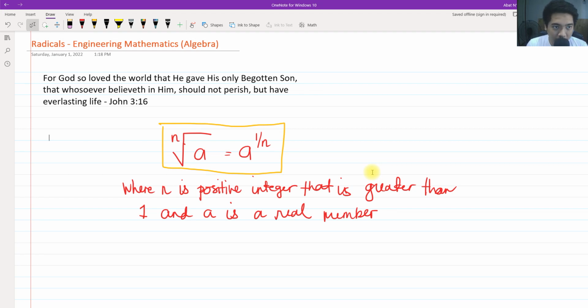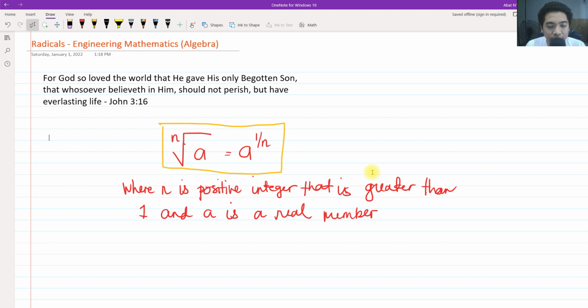Hi, so for today we are going to talk about radicals. This is a part of our study in algebra, and we are continuing our videos in algebra for this year, and hopefully we can finish this subject. We are going back to basics so that when we jump into our calculus classes, we will be prepared.